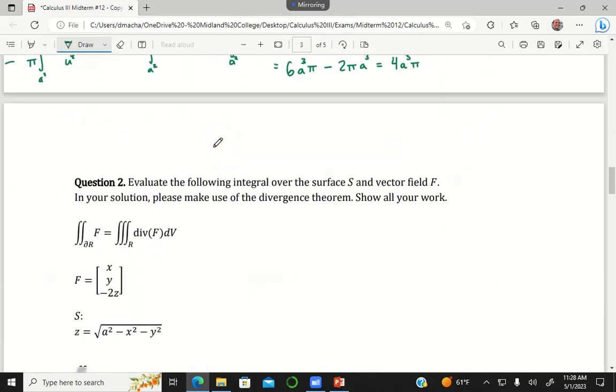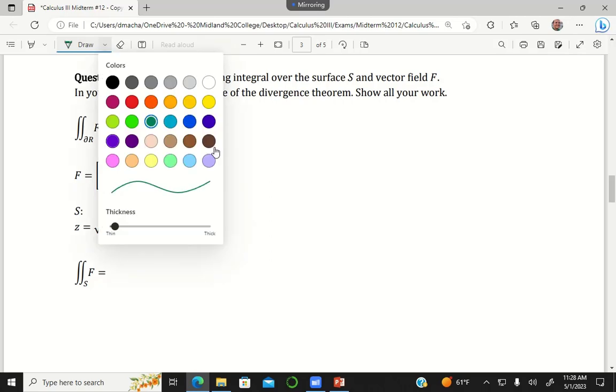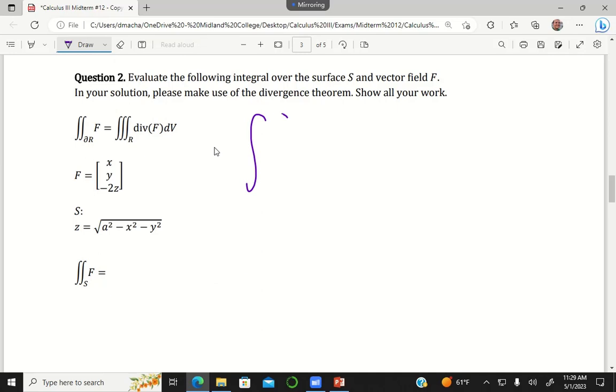Okay. Now, question 2 says, we want to evaluate the following integral over the surface S and the vector field F. In your solution, please make use of the divergence theorem. So, the divergence theorem says if I want to take a double integral, or a surface integral, over some vector field.